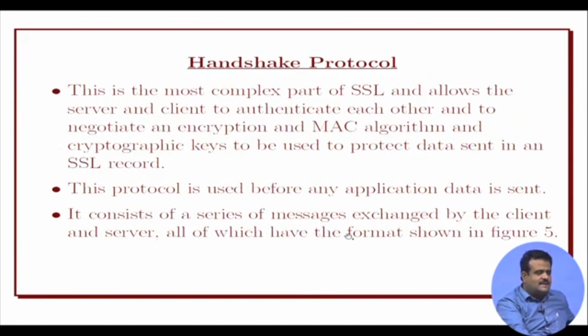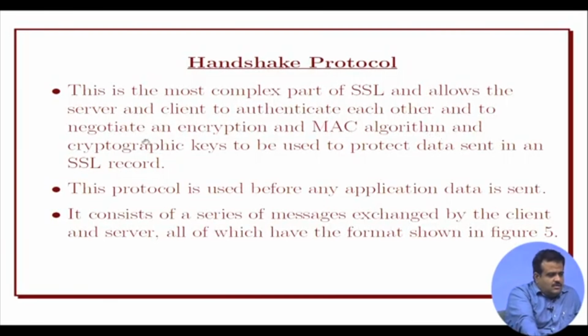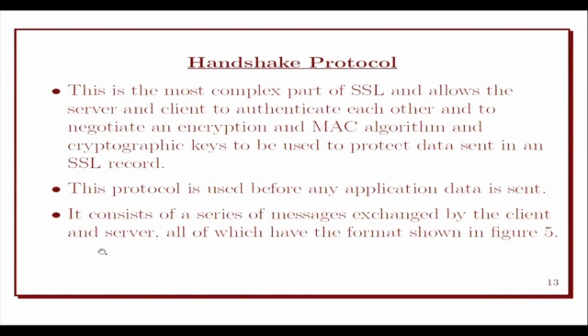Now we talk about the handshake protocol. This is the most complex part of SSL and allows the server and the client to authenticate each other. So, this is the authentication part. The server and client have to authenticate each other by sharing some messages, so a few interactions will be done between them, and they negotiate an encryption and MAC algorithm and the cryptographic keys to be used to protect the data sent in an SSL record. This protocol is used before any application data is sent. It consists of a series of messages exchanged by the client and the server. So, we will talk about how this is happening, as given in figure 5.